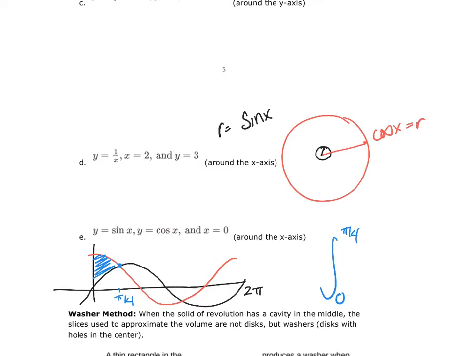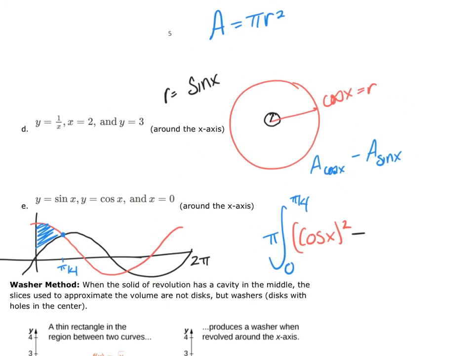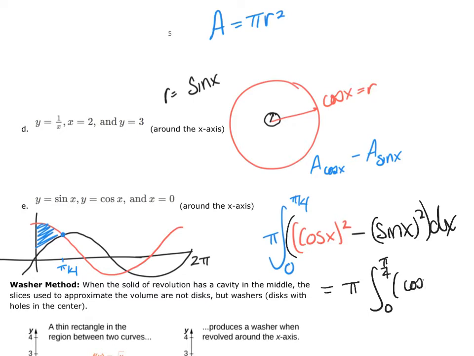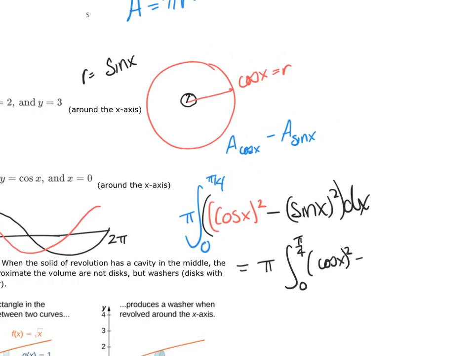So what I'm doing is finding the area of the cosine x minus the area of the sine x. And we know that the area of a circle is equal to pi r squared. So when I do this, I'm going to have pi. My outer radius is cosine, so that's going to be cosine x, the quantity squared, and then minus my inner radius, which is the sine, so minus the sine x, the quantity squared, dx. Now, don't forget the pi, I like to forget pi. So pi, integral from 0 to pi over 4, of the cosine of x squared minus the sine of x squared dx.